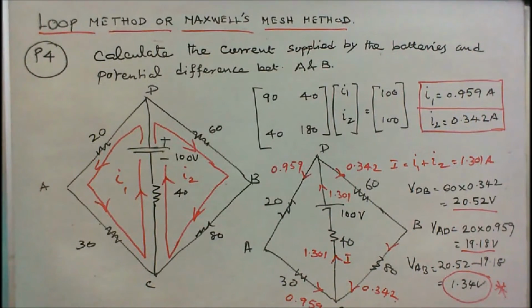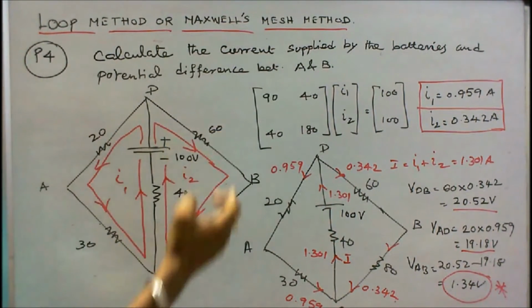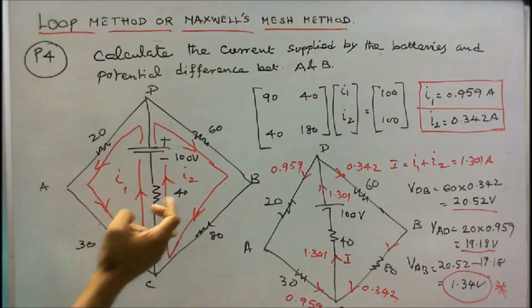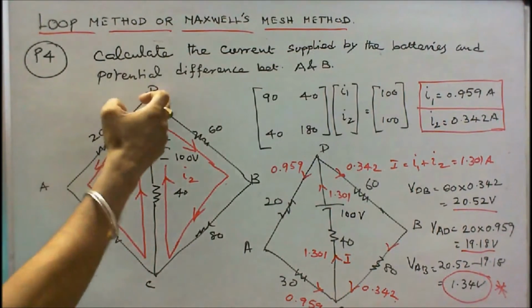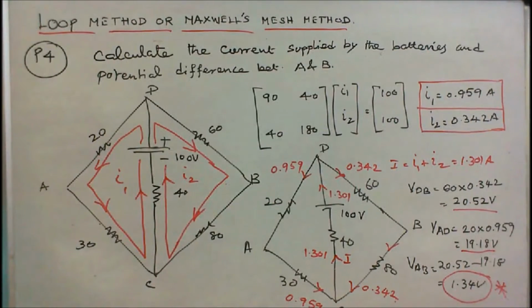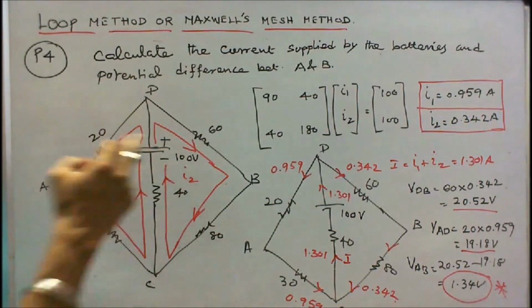Problem number 4. Calculate the current supplied by the batteries and the potential difference between A and B. The circuit contains 5 resistors: 20 ohm, 60 ohm, 80 ohm, 30 ohm, 40 ohm, with nodes A, D, B, C. The source voltage is 100 volts.